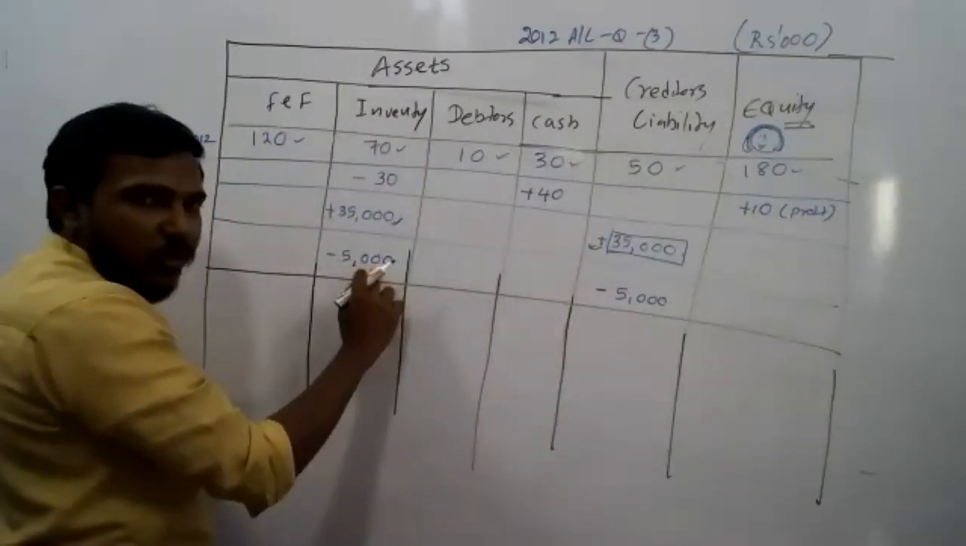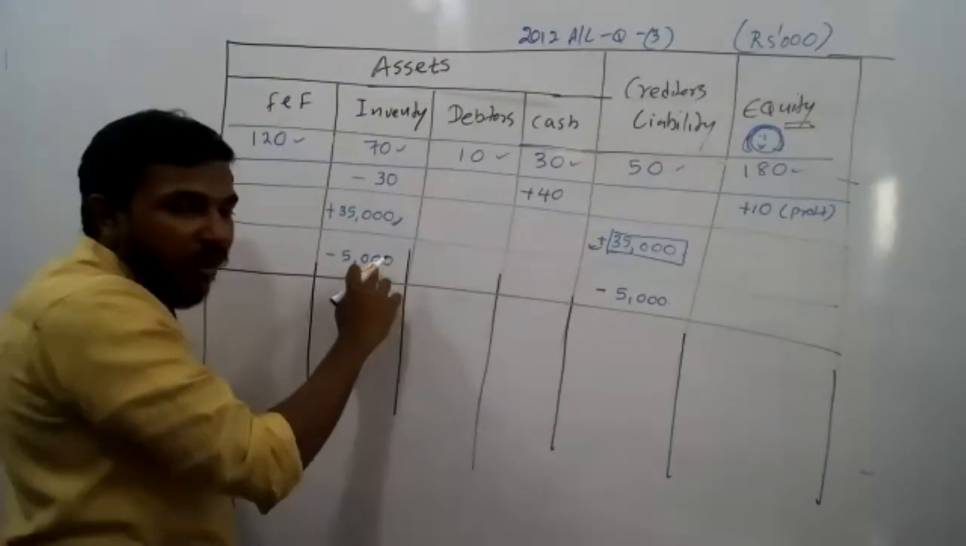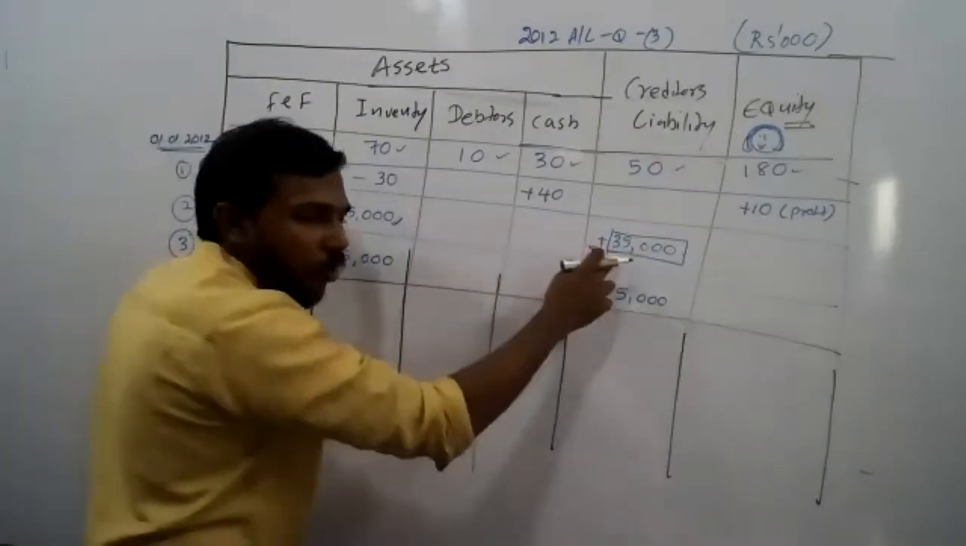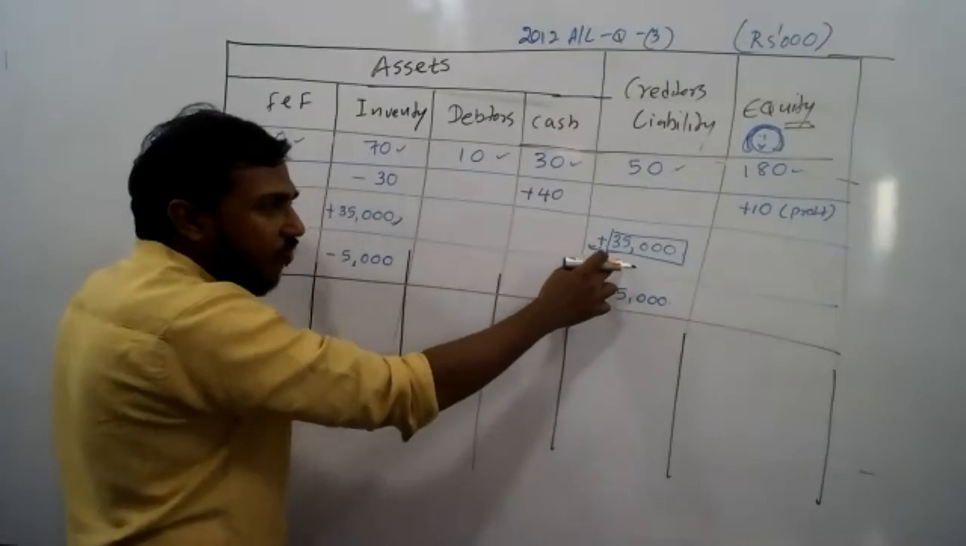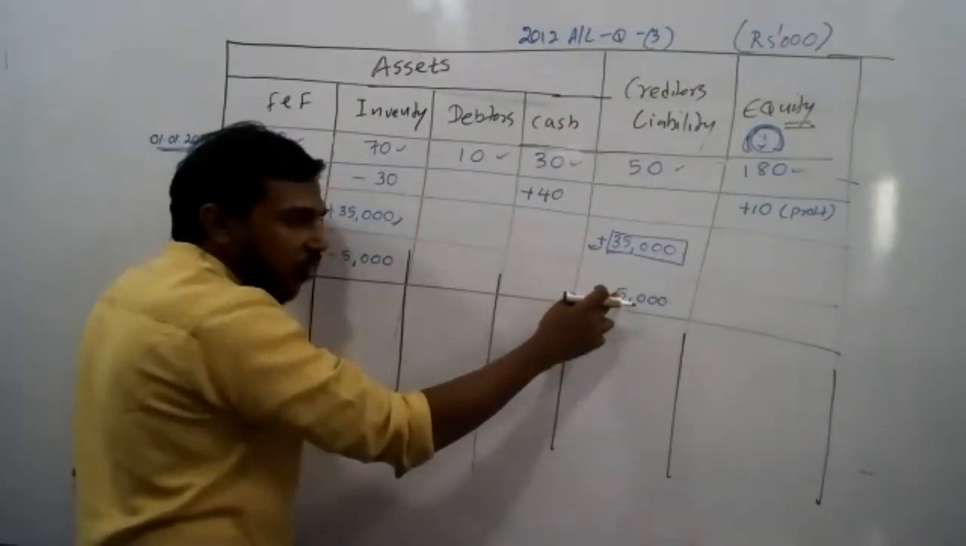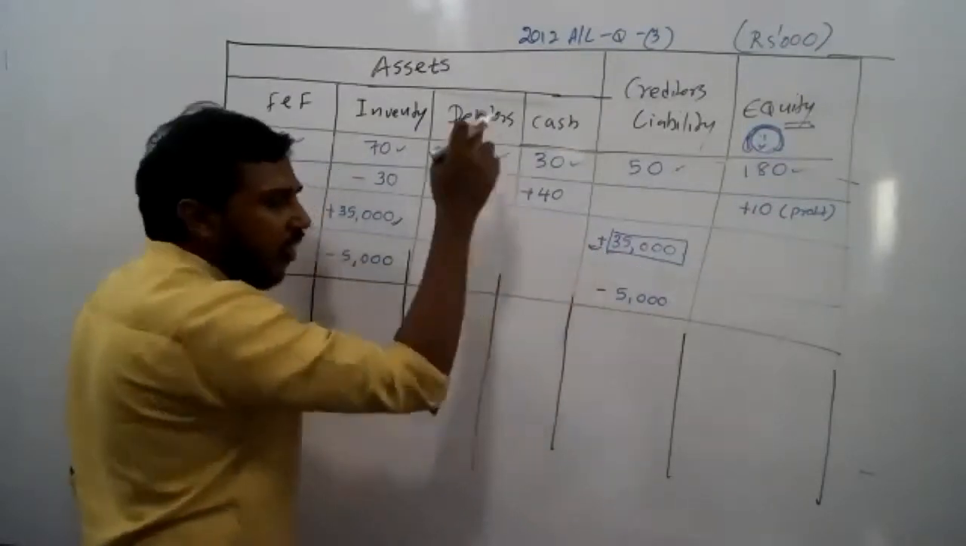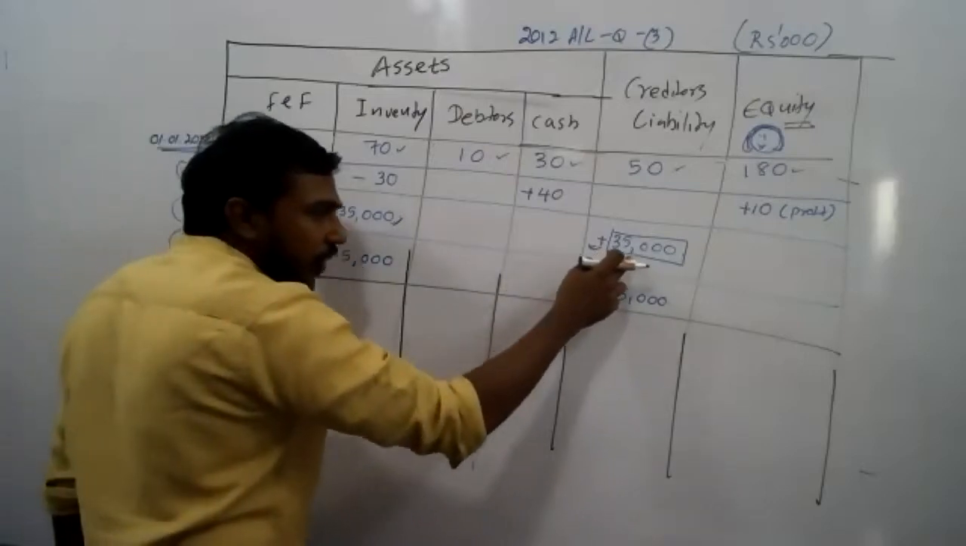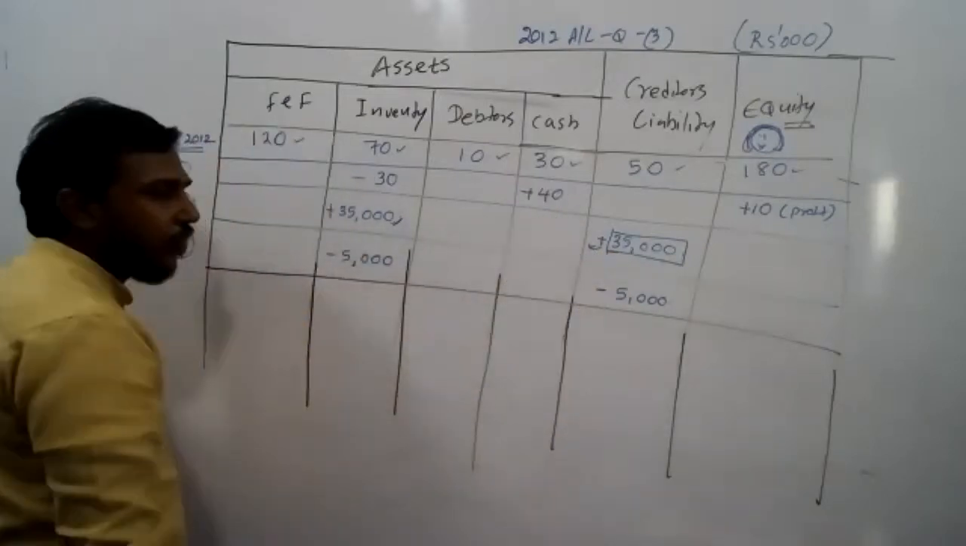Inventory has been returned, rupees 5,000. If you have returned the goods, are you going to pay the 35,000? No. Then that commitment should also decrease by 5,000. Because now you are not going to pay 35,000, subtract 5,000. Clear?